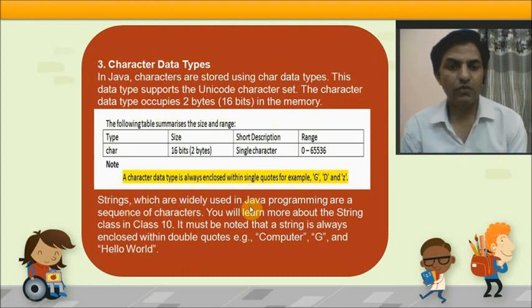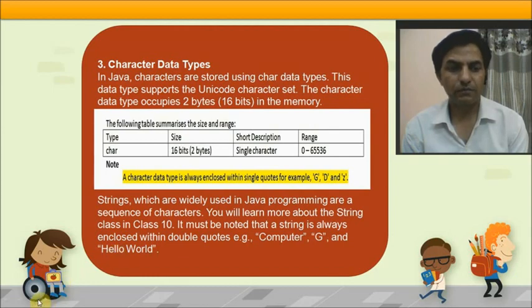Strings, which are widely used in Java programs, are sequences of characters. You will learn more about strings in your next class. It must be noted that a string is always enclosed within double quotes. That is, if you write computer in double quotation marks, it will be treated as a string. You can write a single letter in double quotation marks, it will also be treated as a string. You can write anything, star, hash, @ symbol, within double quotation marks and it will be treated as a string.